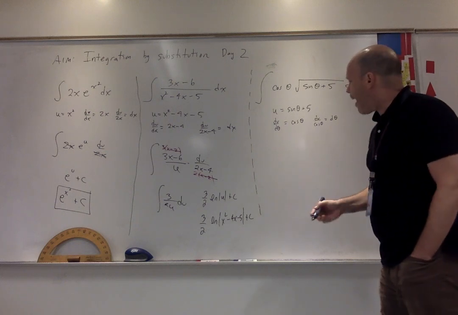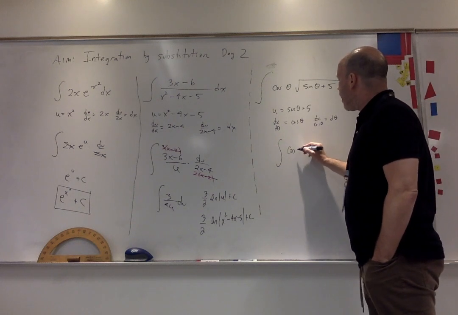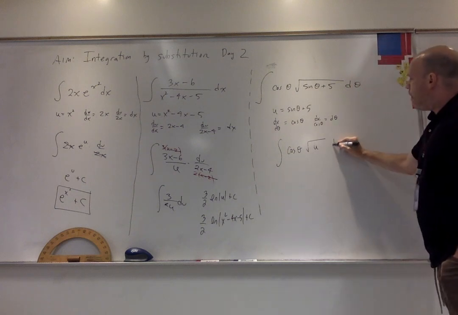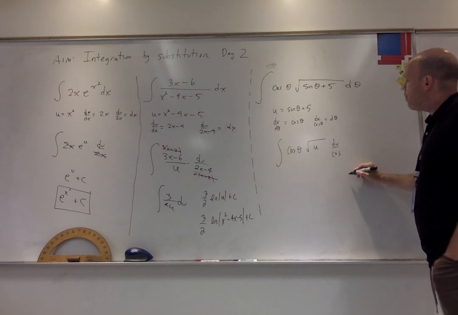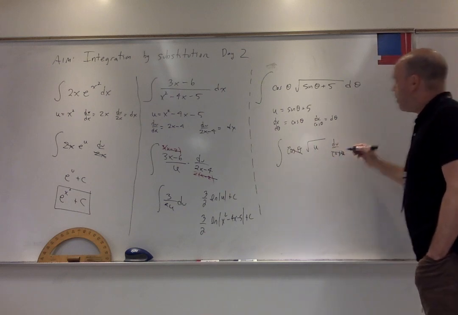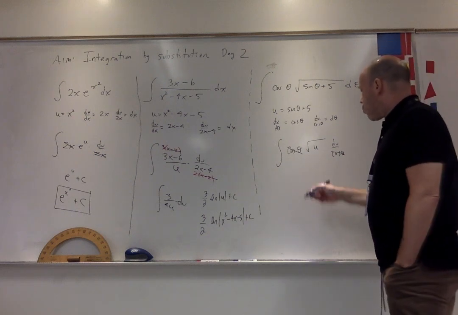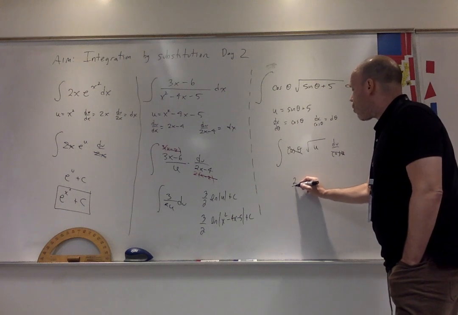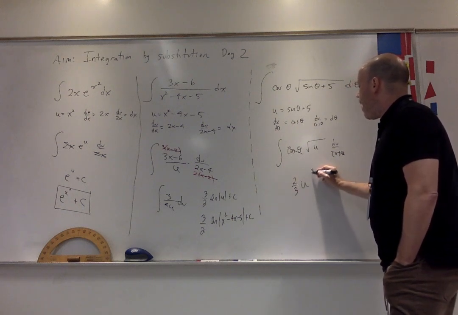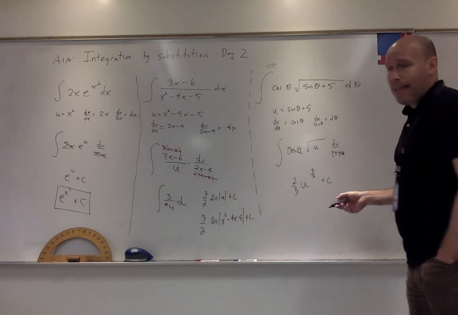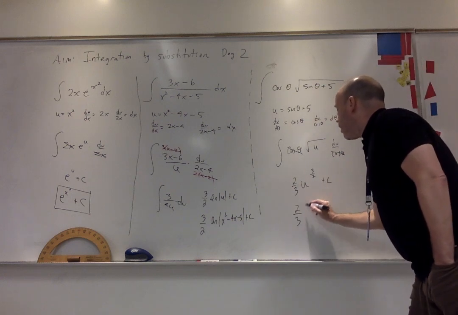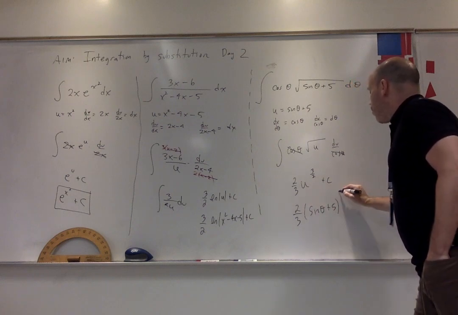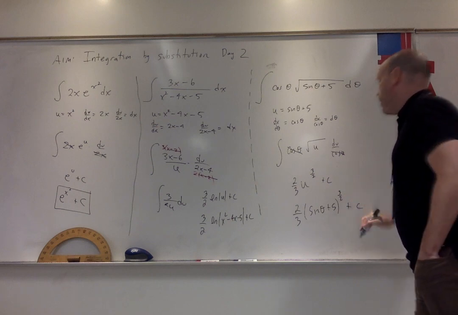Let's substitute everything back in. We have the integral of cosine theta, integral of u, du over cosine theta. Nice. So we have the integral of radical u, that becomes 2/3 u to the 3/2 plus c. Final answer, 2/3 times sine theta plus 5 to the 3/2 plus c.